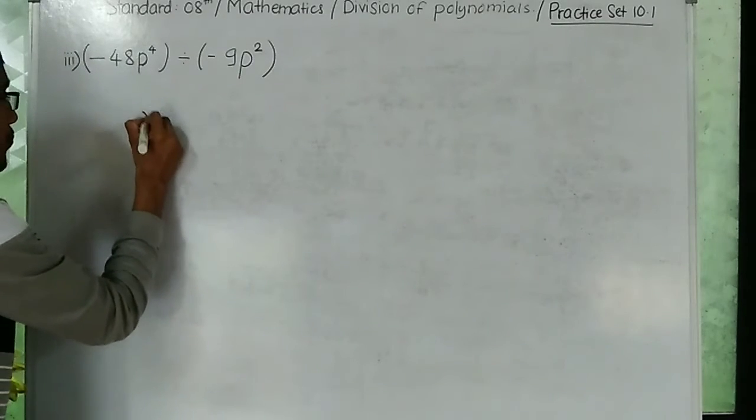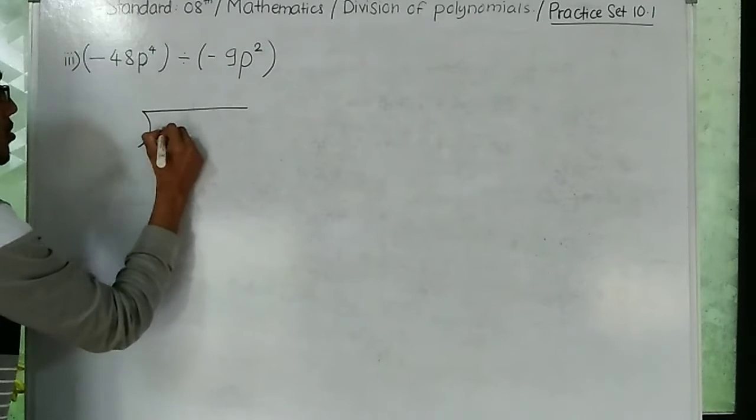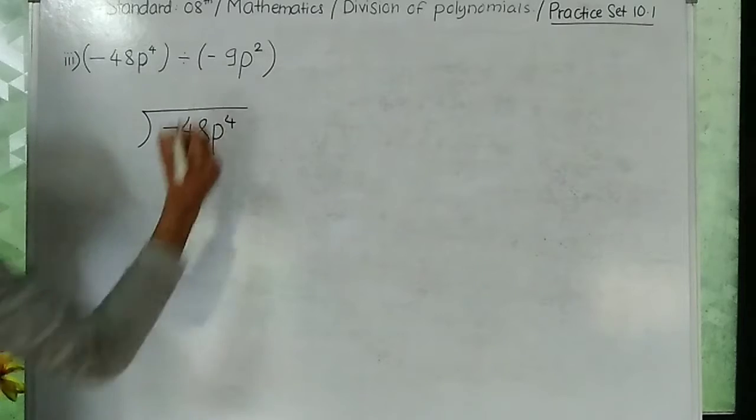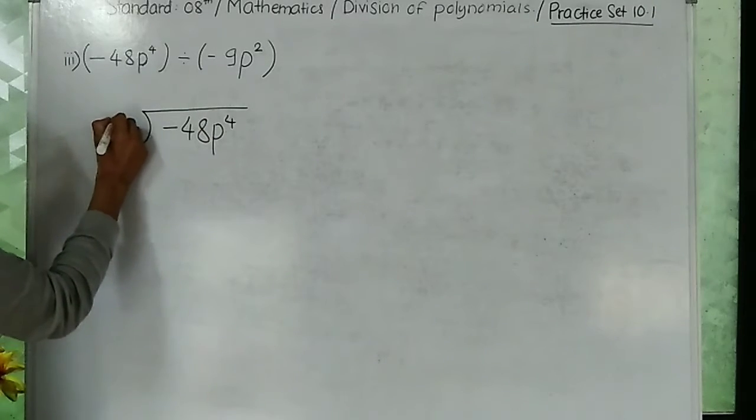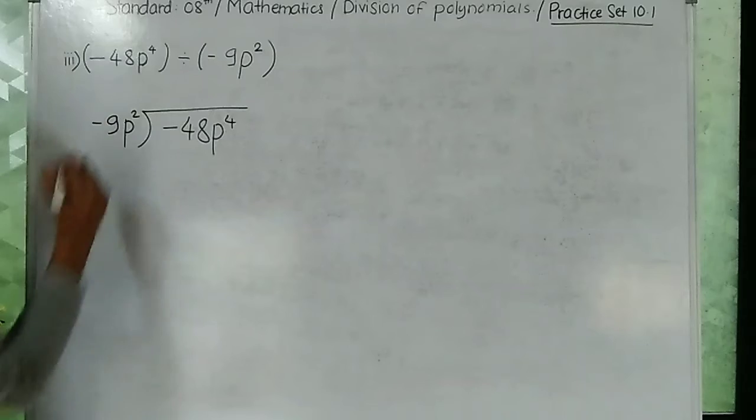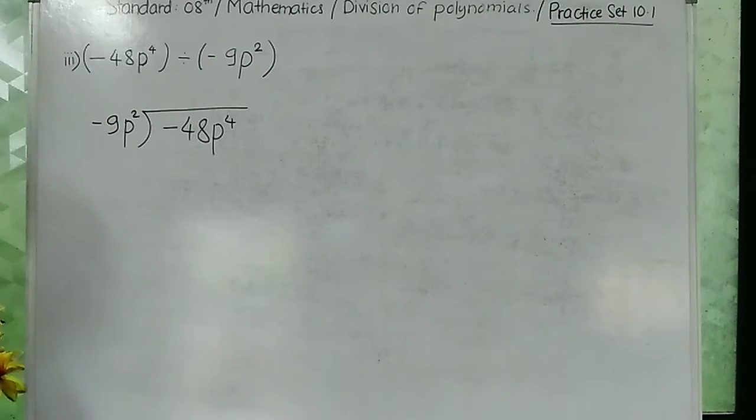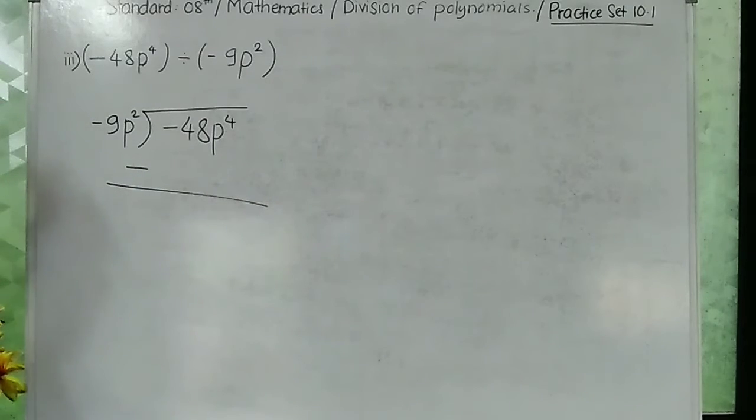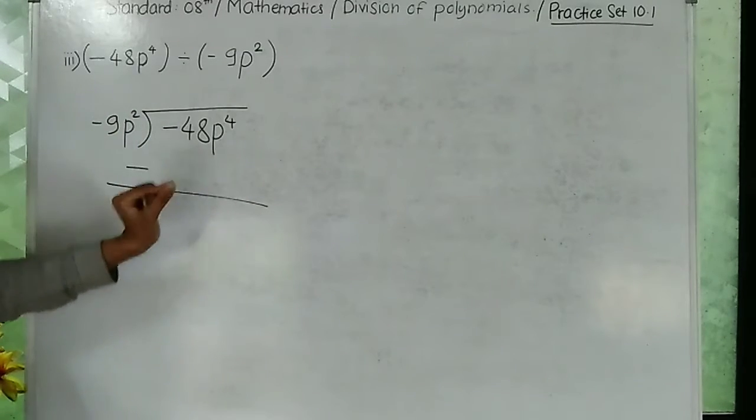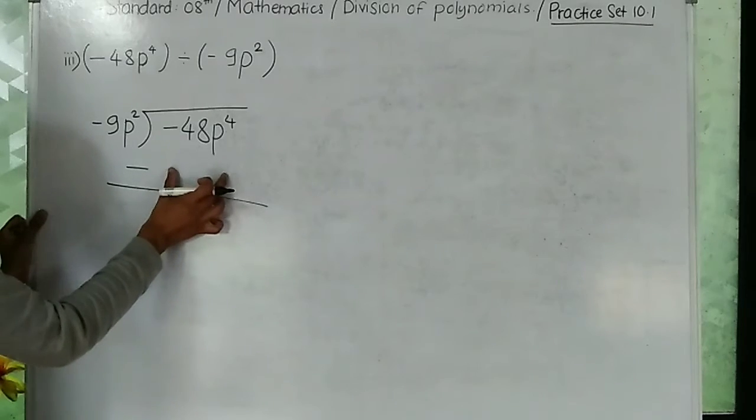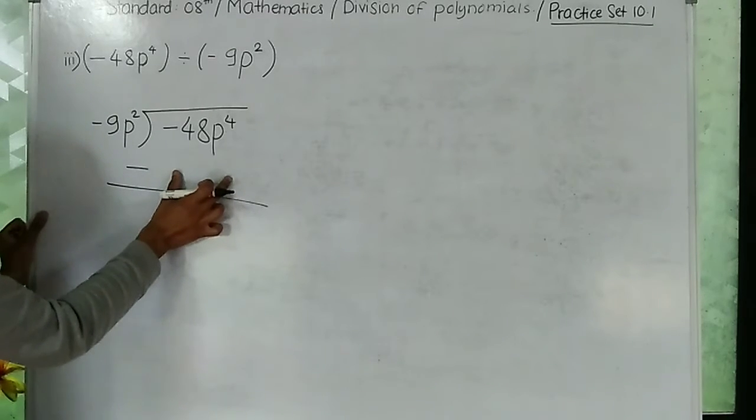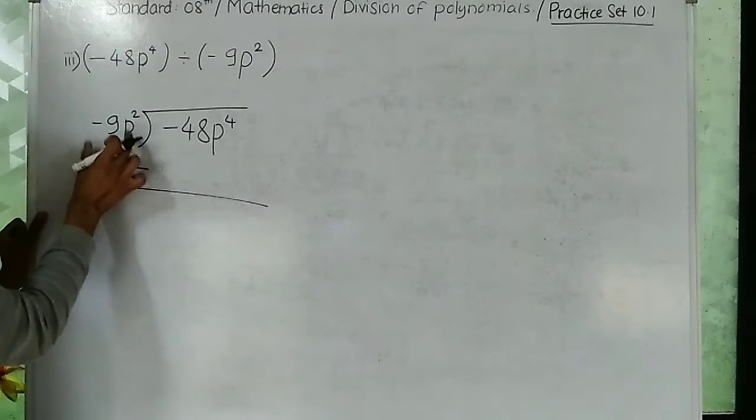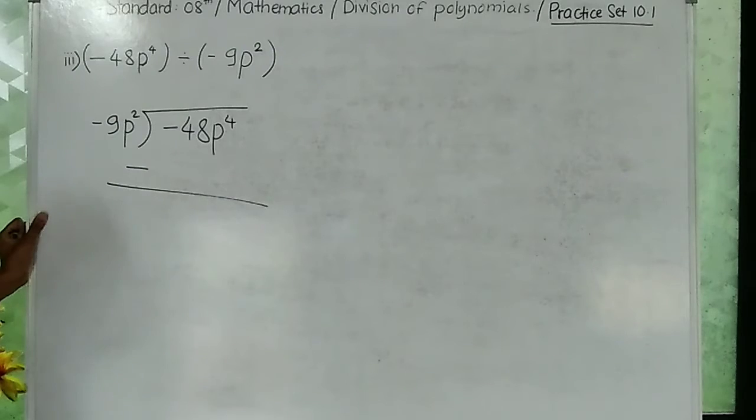So the dividend is minus 48p raised to 4 and the divisor is minus 9p square. Now here I want a term which will give me minus 48p raised to 4. We need a term which, if I multiply it with the divisor, should give me minus 48p raised to 4.